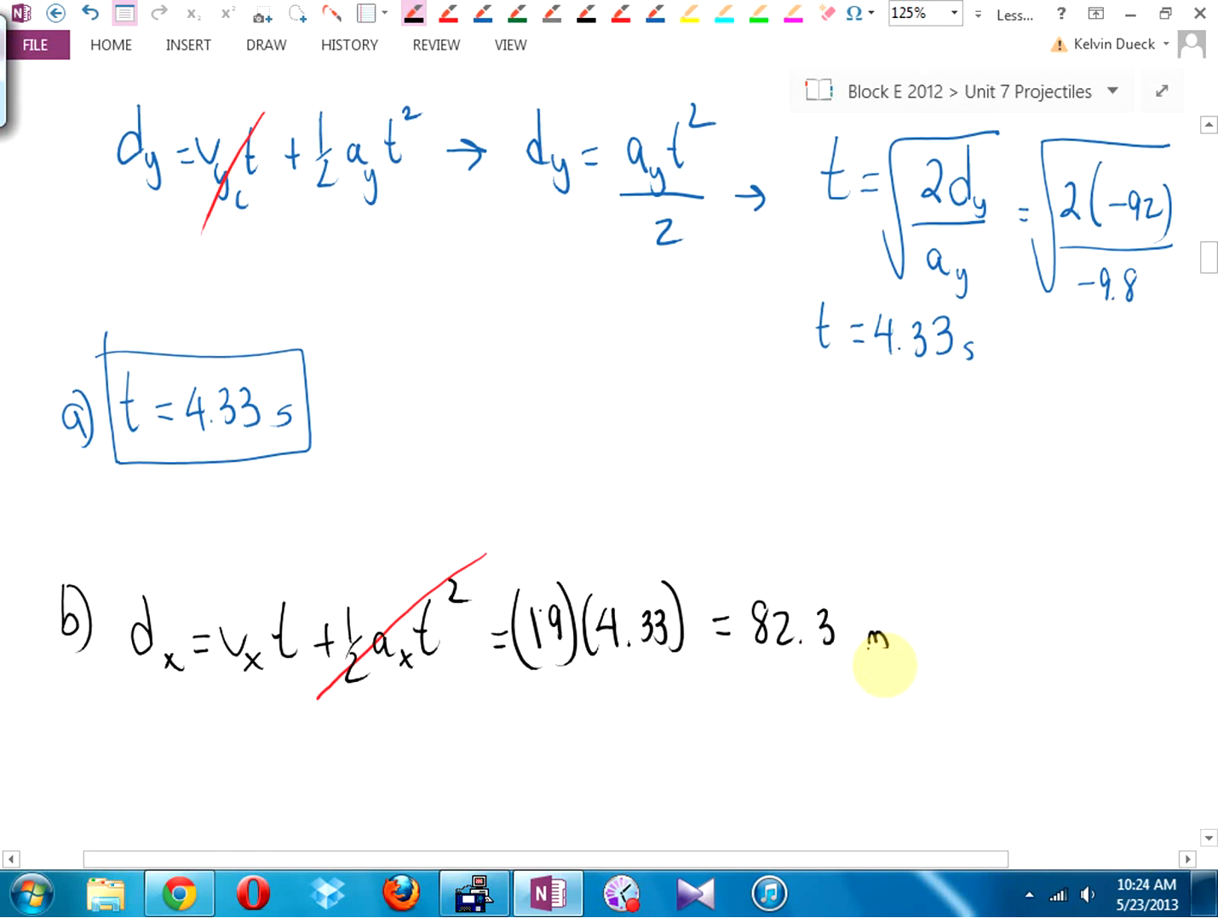Even with air resistance, if you had a cannonball, something round and heavy, you'd be accurate probably to within a couple of centimeters. It doesn't move that much.